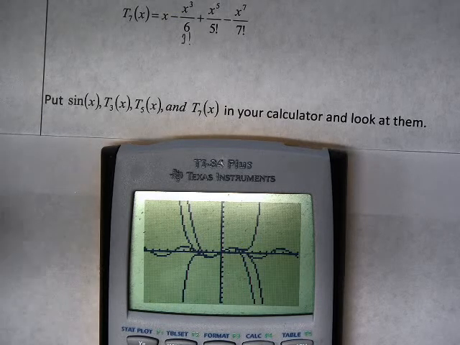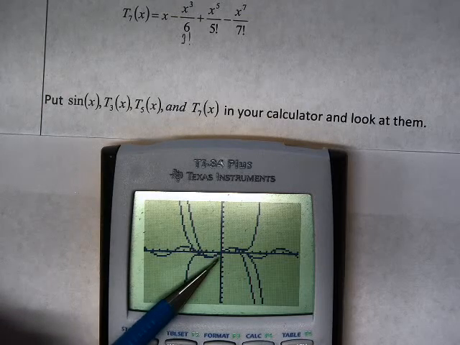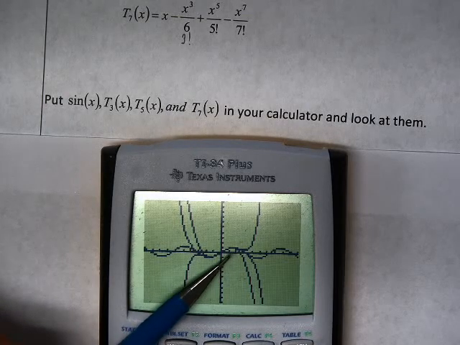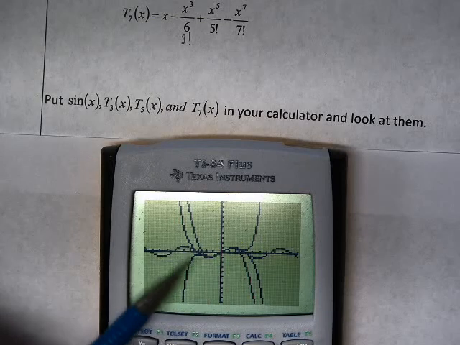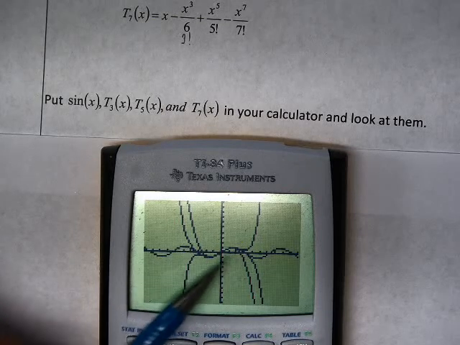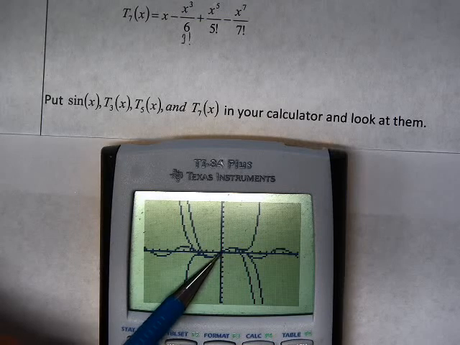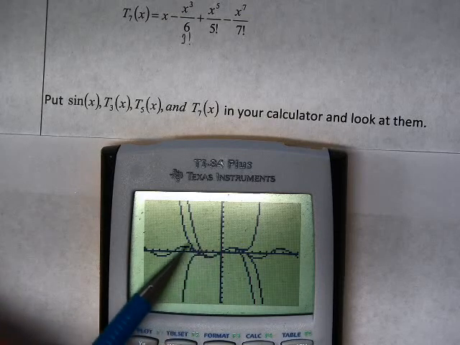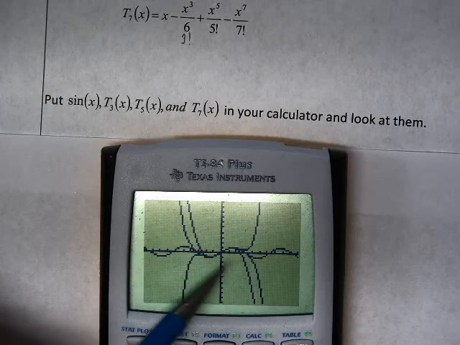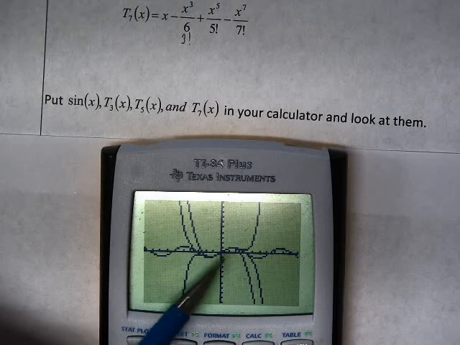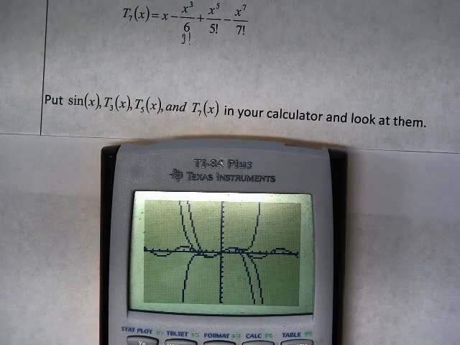And so I can see that the higher degree Taylor polynomials will fit sine of x farther and farther away from where I centered my polynomial. I centered this approximation at x equals 0. And as I get farther and farther away, eventually I'm going to diverge from sine of x, but the more terms I include, the better that model is.